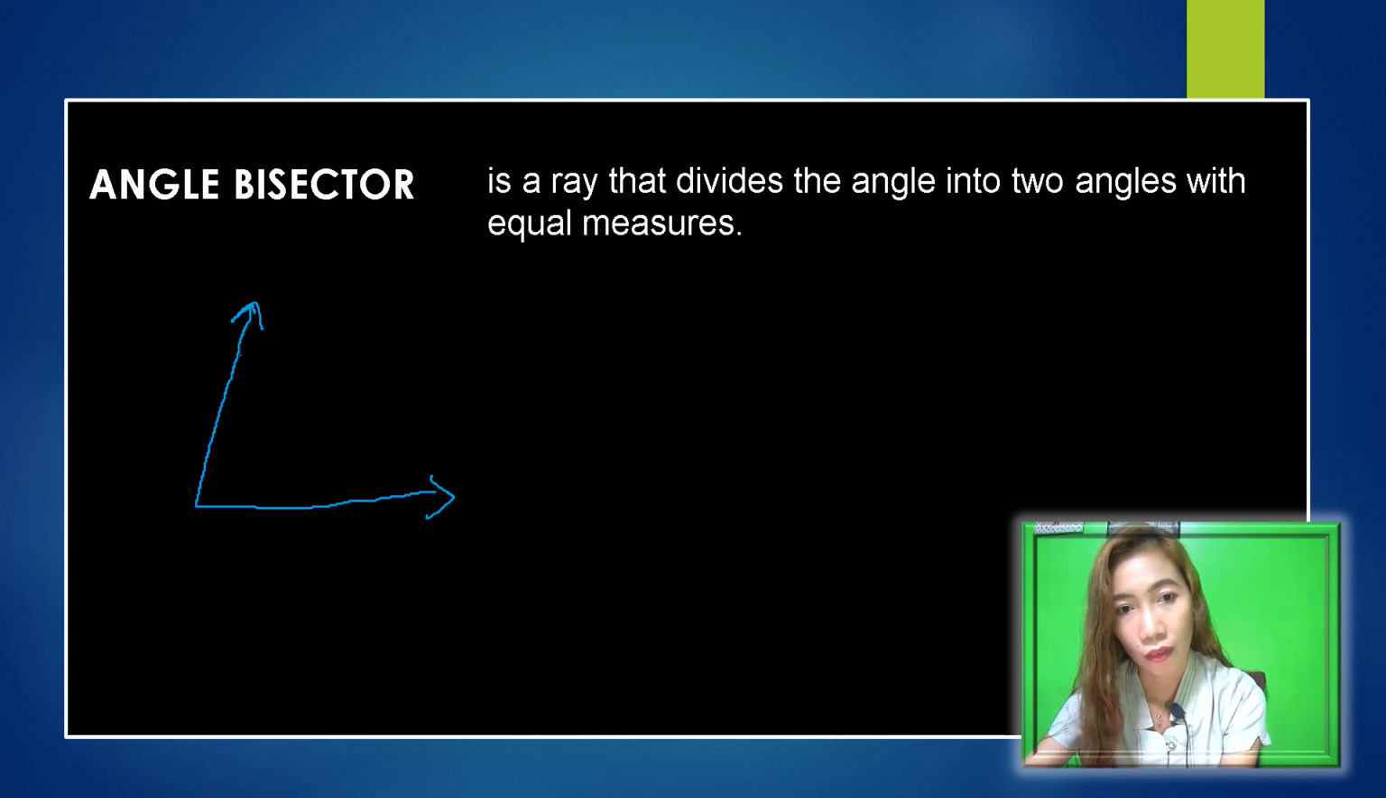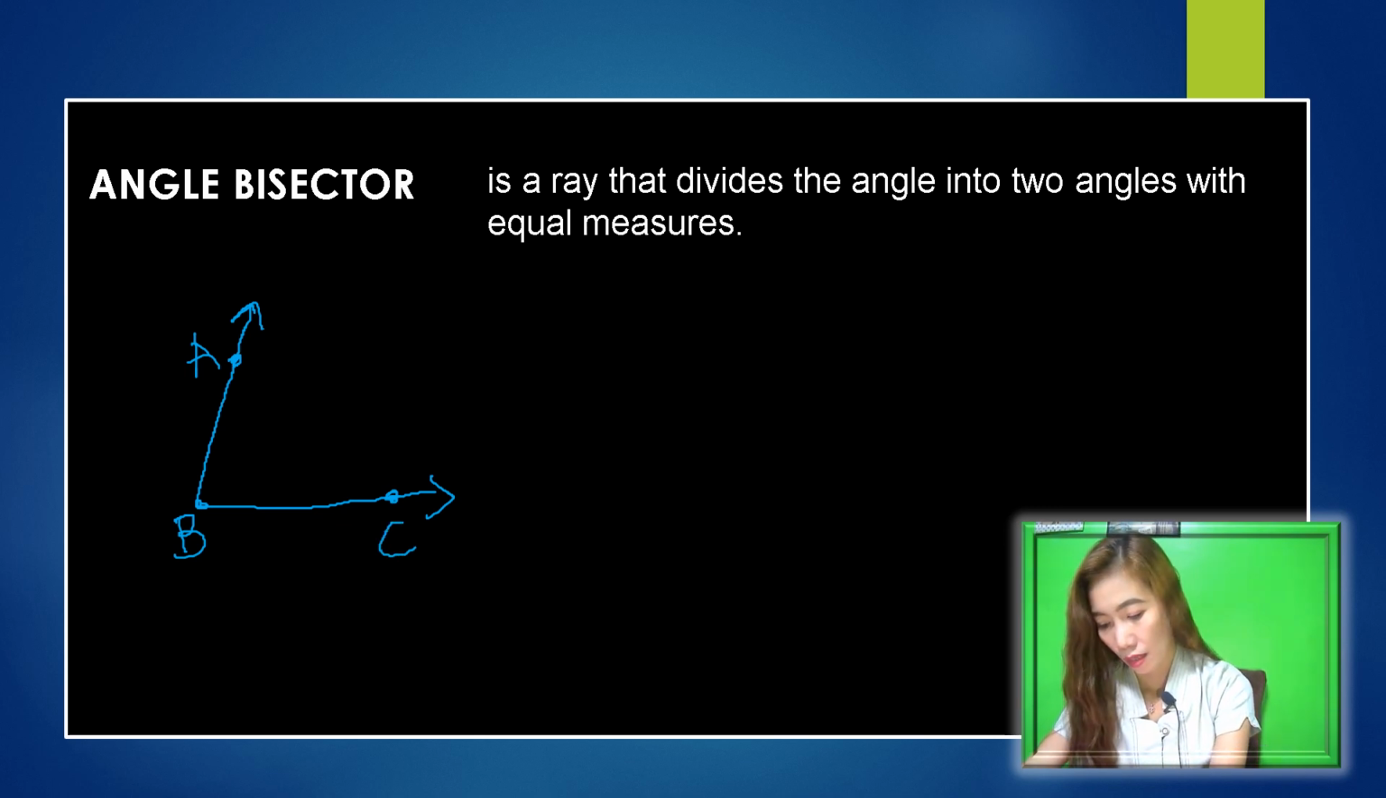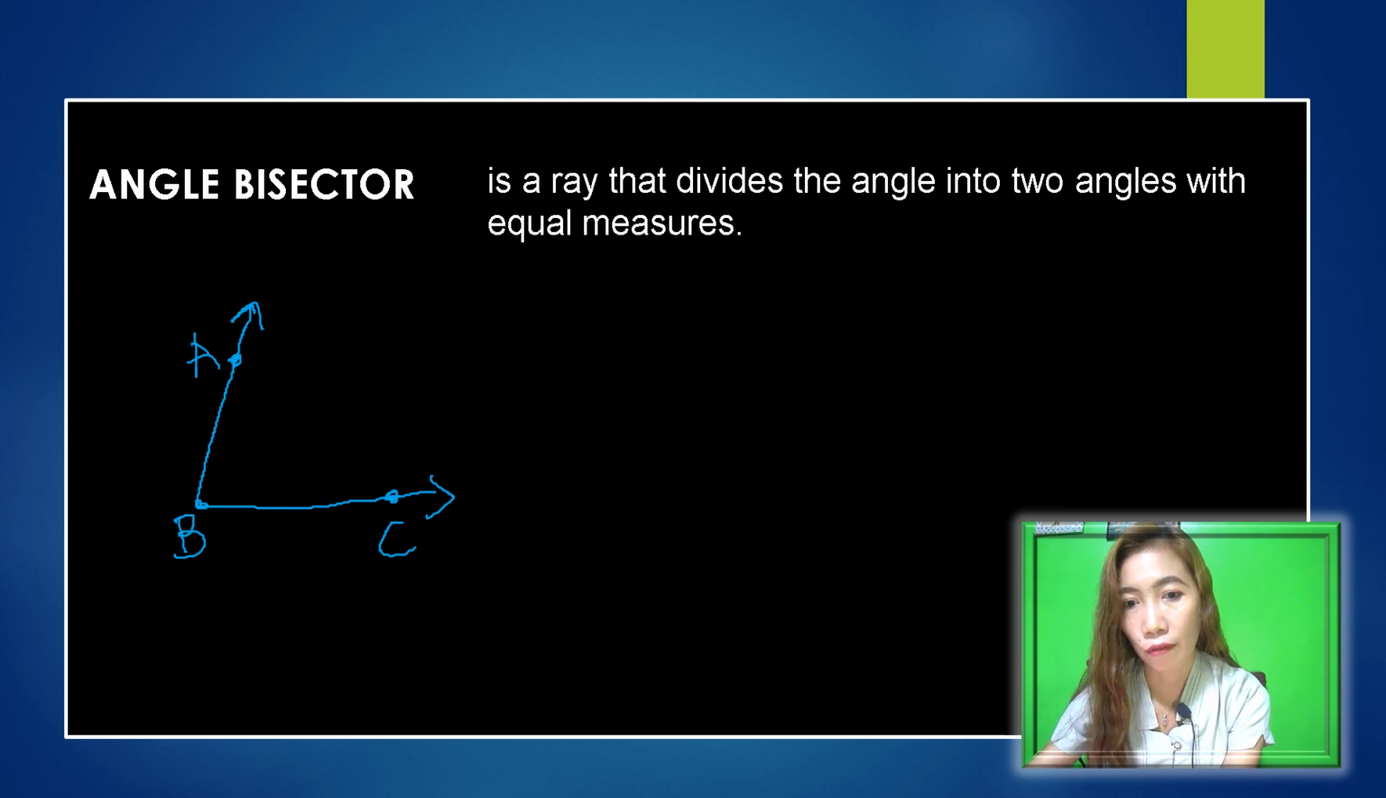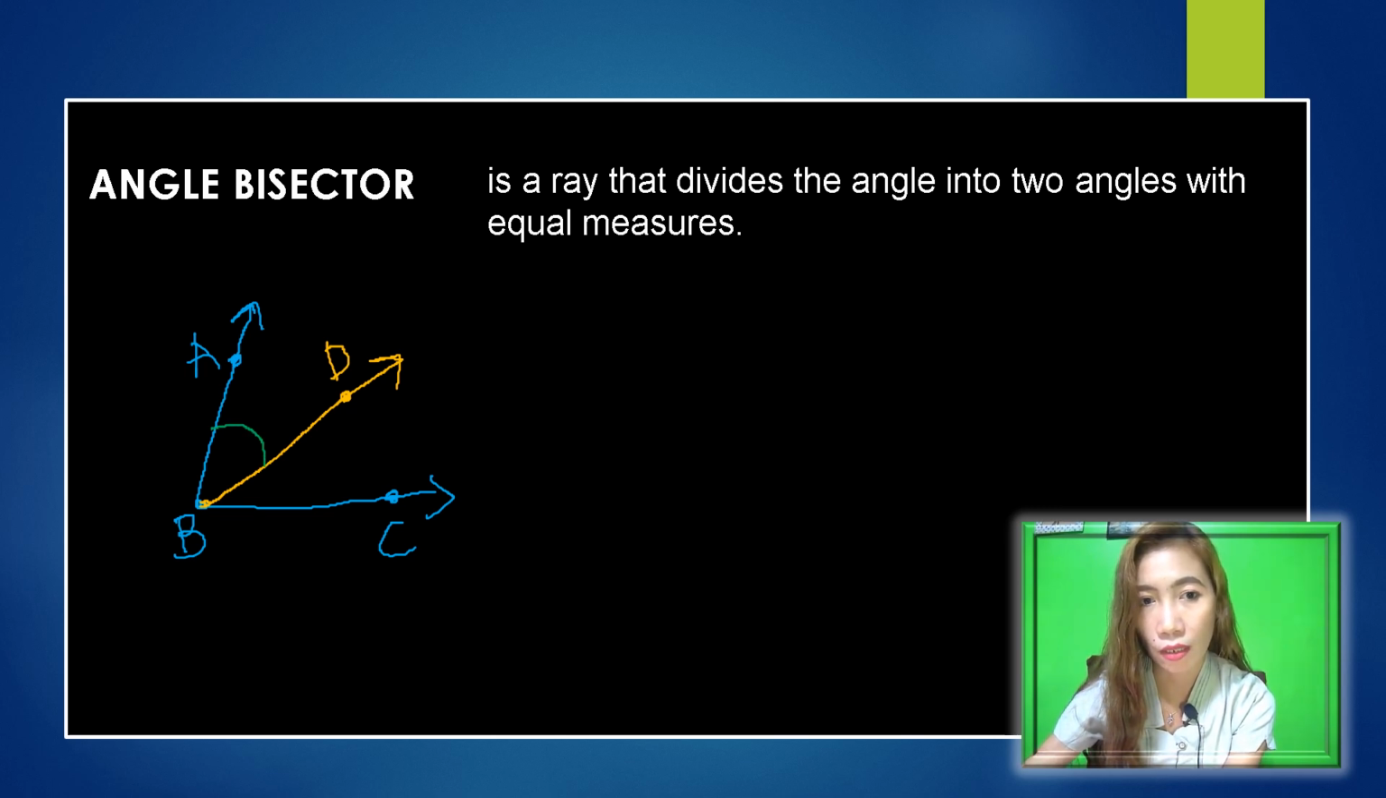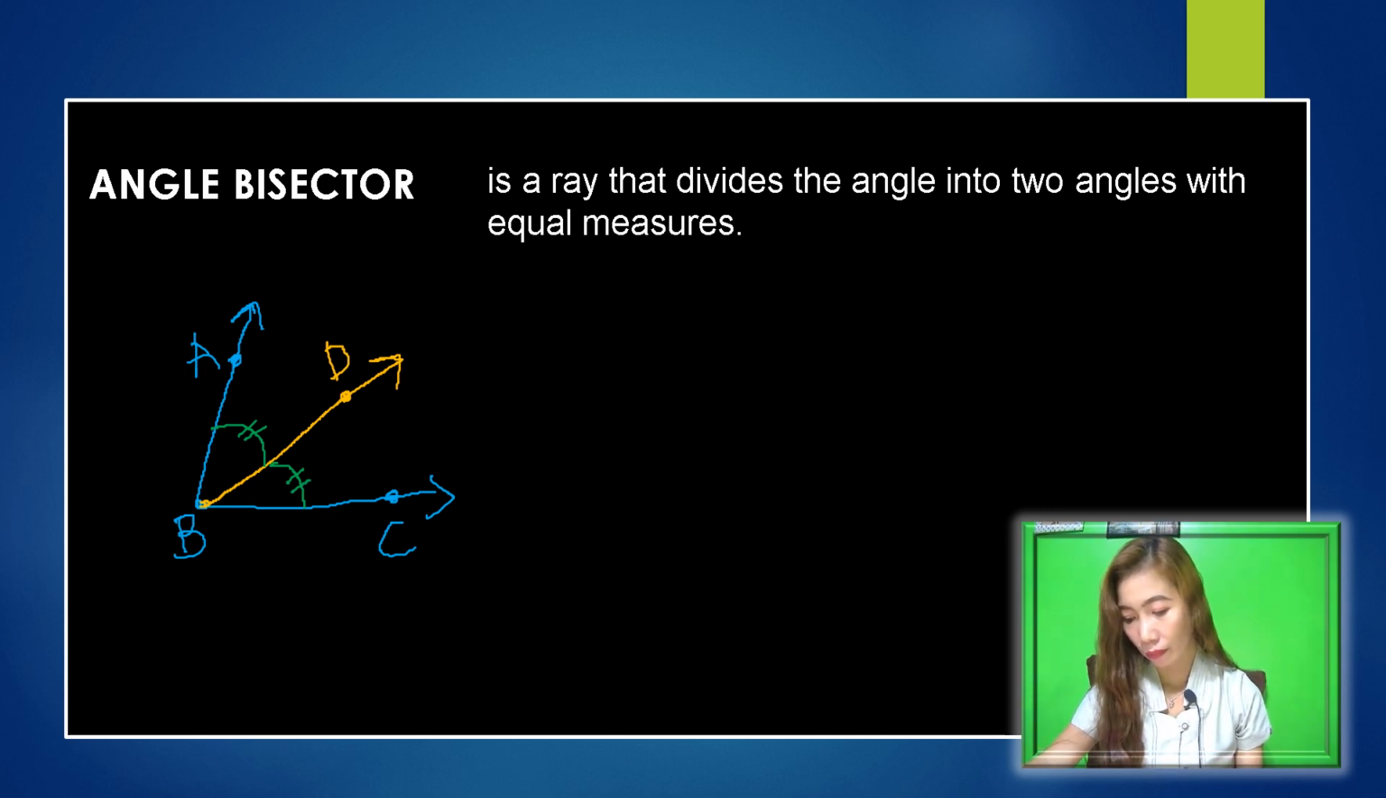Okay, so let's say this angle is angle ABC, and I will have a ray that divides that angle into two equal parts. Let's say that's ray BD. So, as we said earlier, it divides the angle into two equal parts. Therefore, if you measure this angle and this angle, they are congruent, or they are equal.